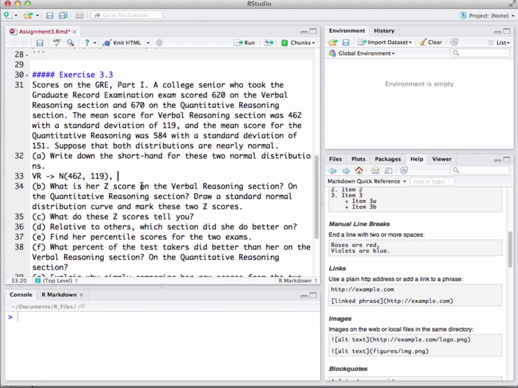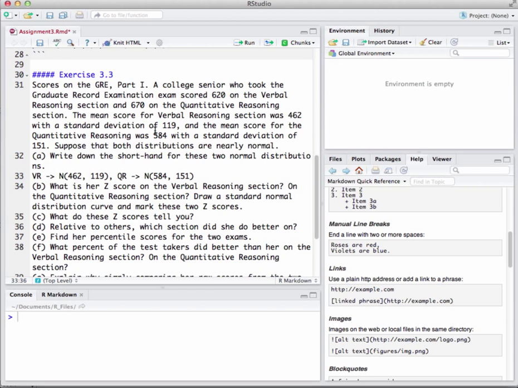All right, so back here, what else do we have? We have QR for quantitative reasoning, and that again was a normal distribution, but this time the mean score was 584, and the SD was 151.